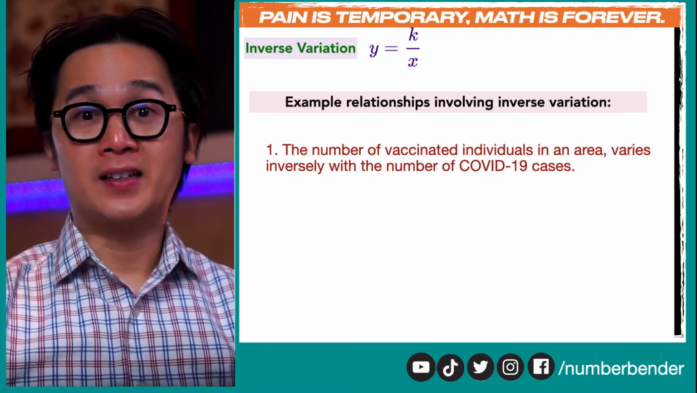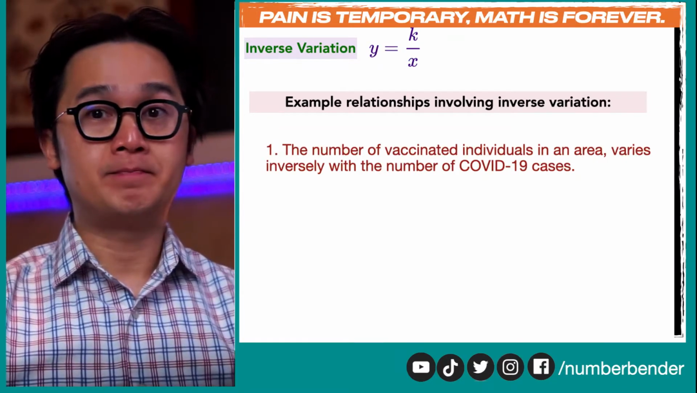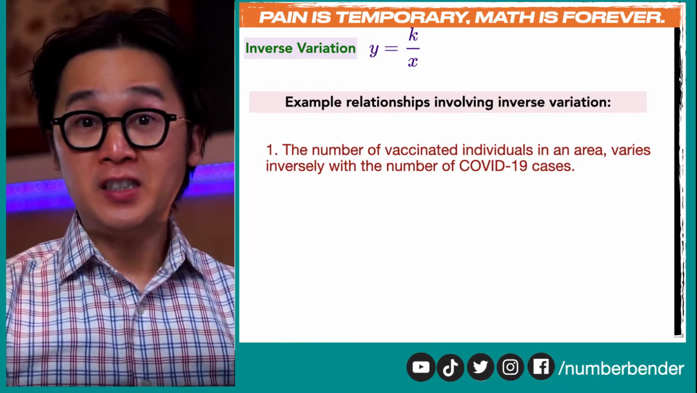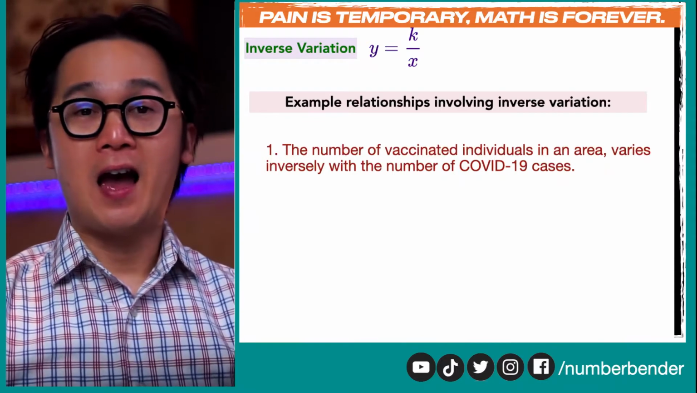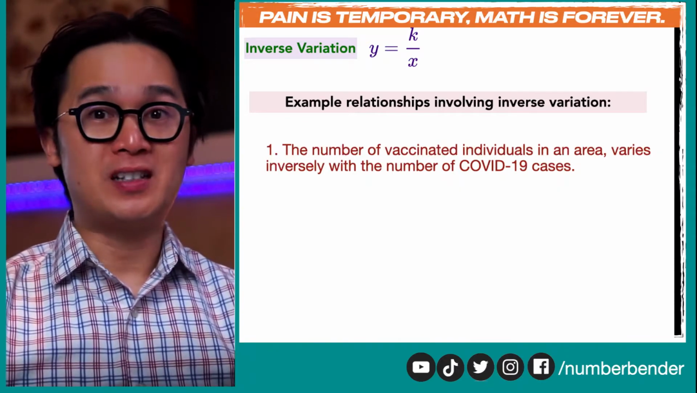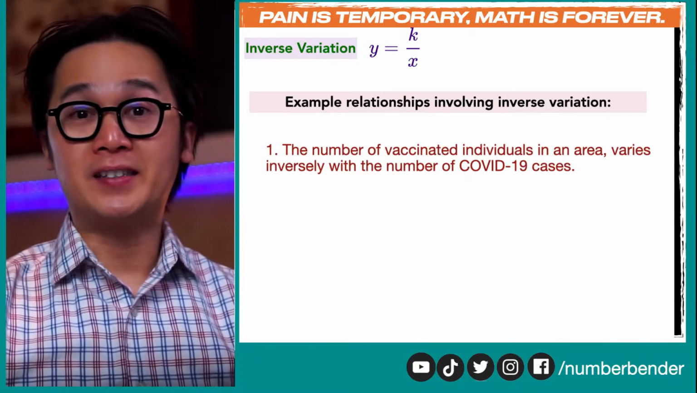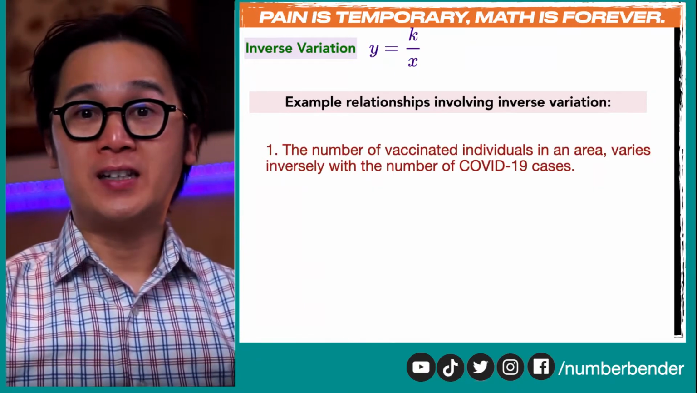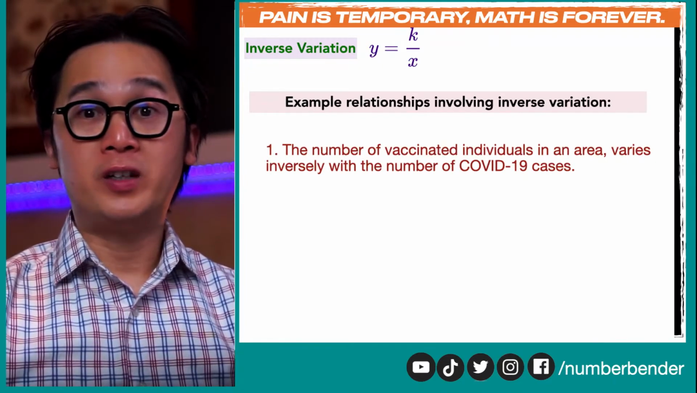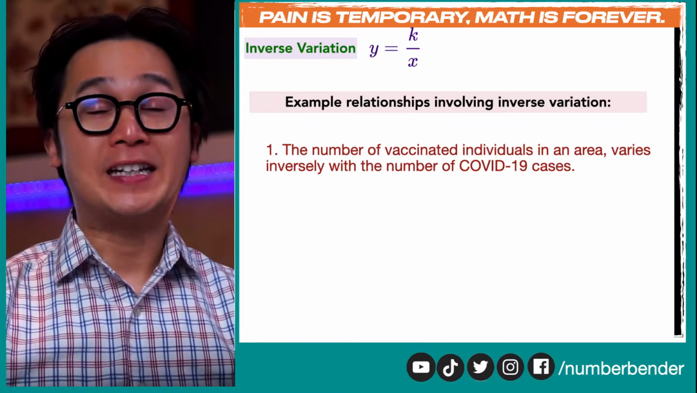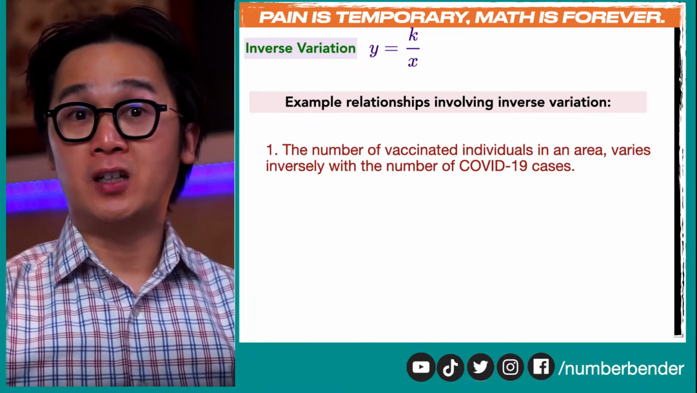One of them is the number of vaccinated individuals in an area varies inversely with the number of COVID-19 cases, which means, just like what we talked about on the previous slide, if the input is increasing, the output is decreasing. So if the number of vaccinated individuals is increasing, our number of COVID-19 cases will decrease. And this is a type of inverse variation in this particular relationship.